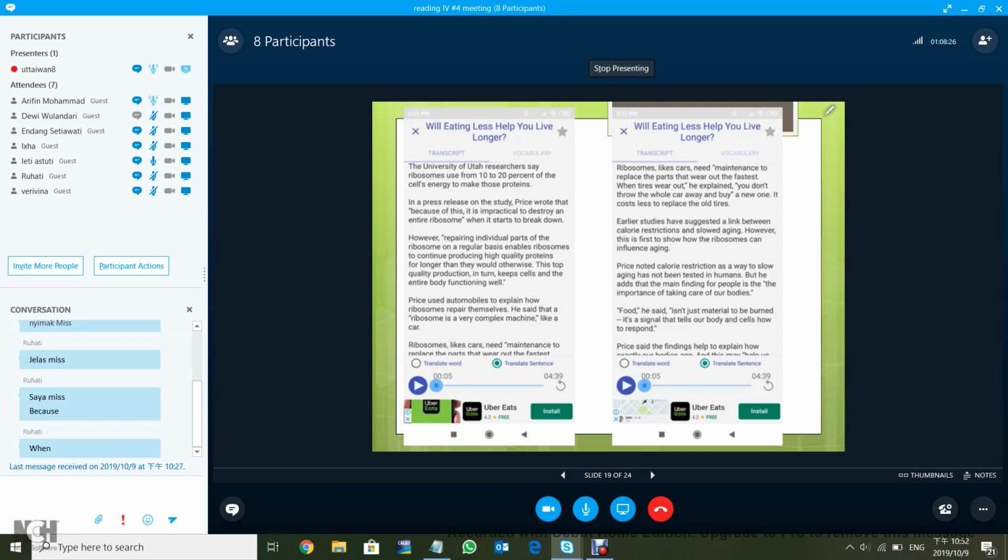Lebih murah, mengganti ban yang tua. Oke, terima kasih Mas Arifin. Next, Mbak Dewi. Mbak Dewi, silakan. Next.